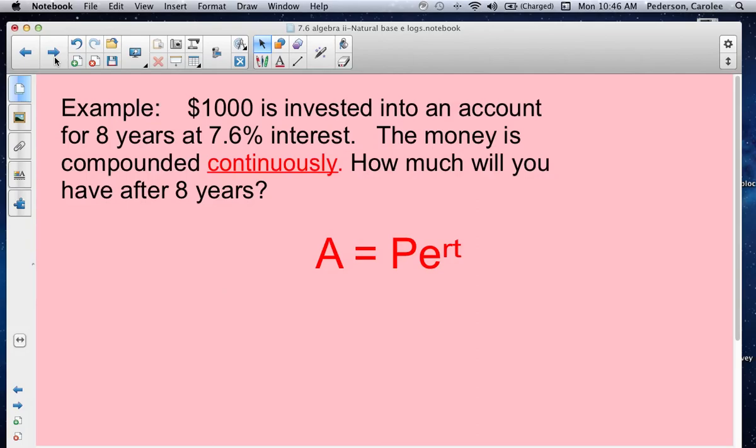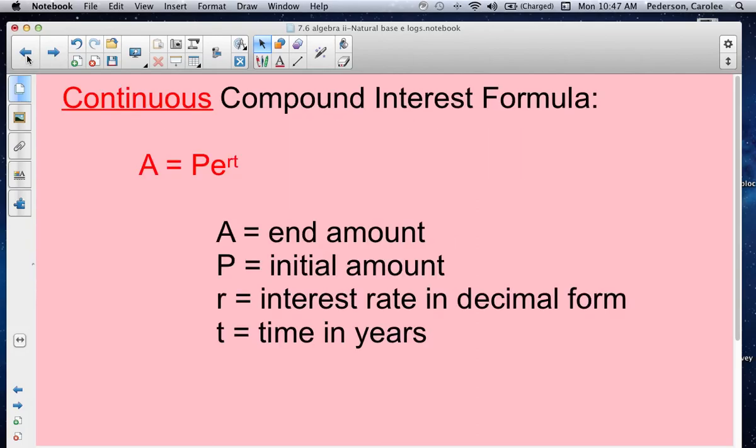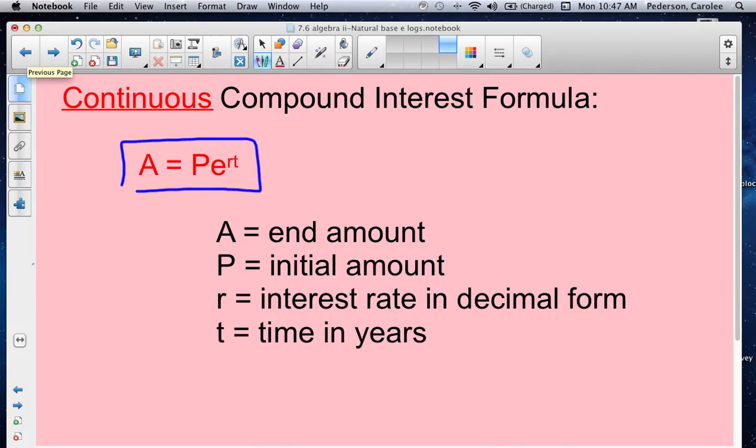What I want to talk about is compound interest when it's compounded continuously. Whenever you see the word continuously, we use this formula called the PERT equation. A equals P e raised to the rt. Go ahead and write down what these pieces are. A is the end amount again, P is the initial, R is the interest rate in decimal form, and T is the time in years. Go ahead and pause if you need to.